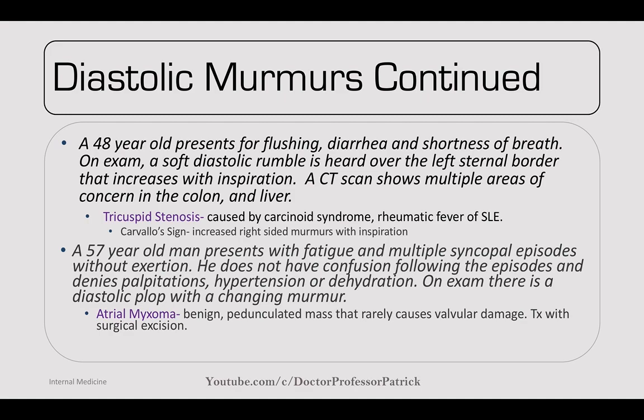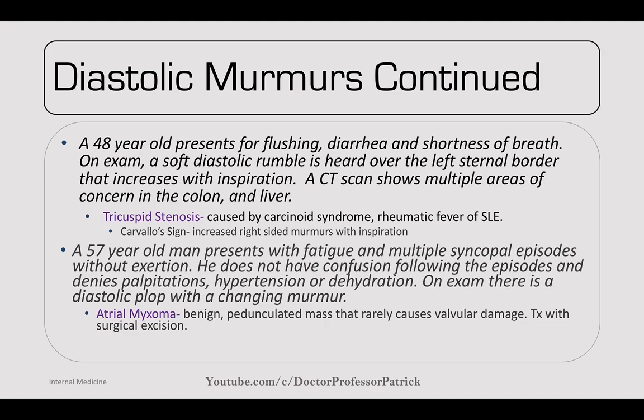Some more diastolic murmurs. We've got a 48-year-old presenting with flushing, diarrhea, and shortness of breath. On exam, there's a soft diastolic rumble over the left sternal border that increases with inspiration. A CT scan shows multiple areas of concern in the colon and liver. So this is someone with carcinoid syndrome that's causing disease of the tricuspid valve. And then you can also get this with rheumatic fever or SLE.